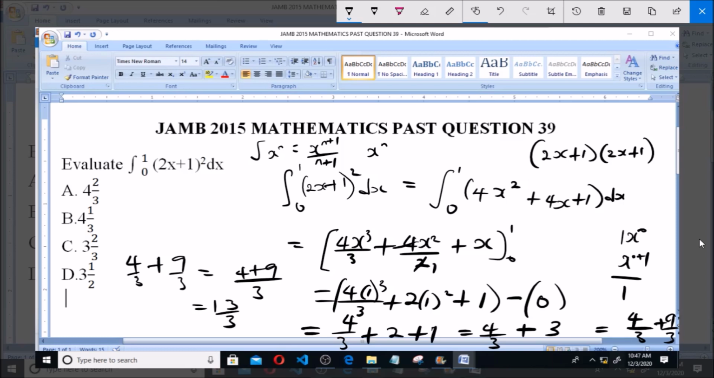Now 13 all over 3 is the same thing as saying 4 whole number 1 over 3, because 4 times 3 will give us 12, remainder 1. So 4 whole number 1 over 3, and that is option B. So the answer to this question is actually 4 whole number 1 over 3.